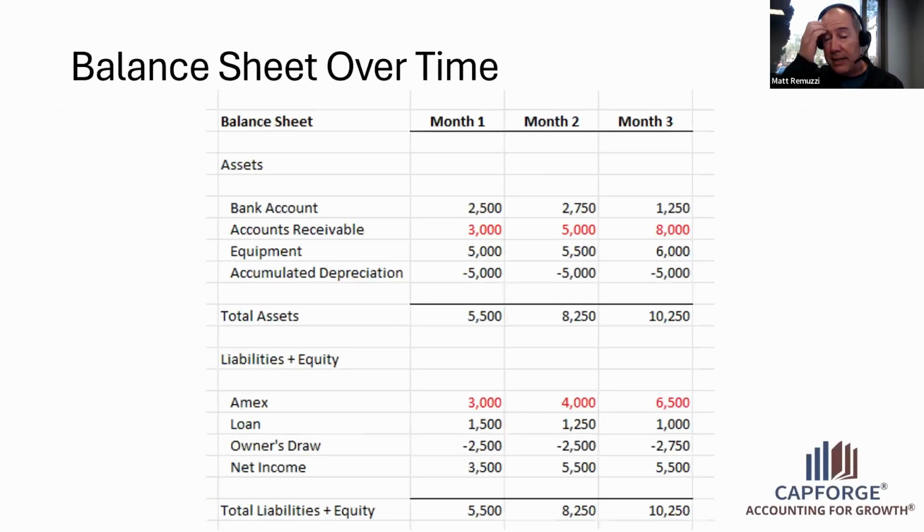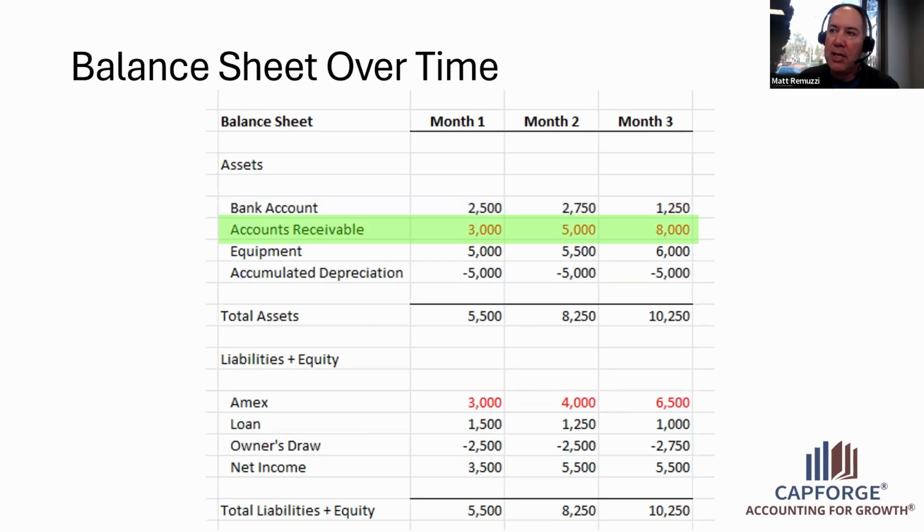All right. Now, lastly, I had said looking at the balance sheet over time is the most useful way to understand what's happening in the business and the impact. So if we look at this business, starting with the bank account, you can see money goes up, money goes down, right? From month one to month two, the balance went up a little bit. Month two to month three, the balance has come down by a fair amount.